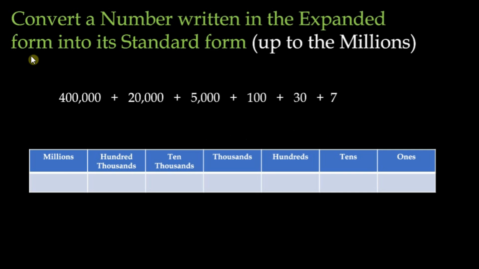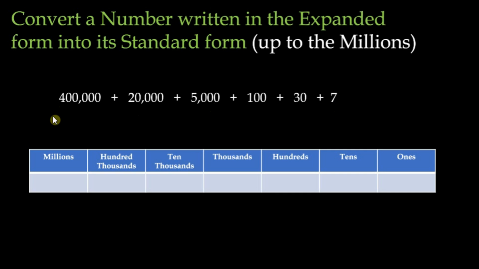In this video, we will learn how to convert a number written in the expanded form into its standard form. We have an expanded form of a number here, which is 400,000 plus 20,000 plus 5,000 plus 100 plus 30 plus 7. And we want to write its standard form. Now there is another way to express the expanded form of a number.